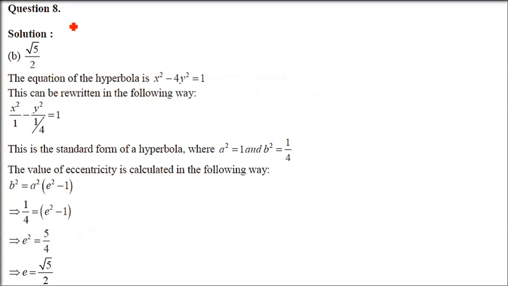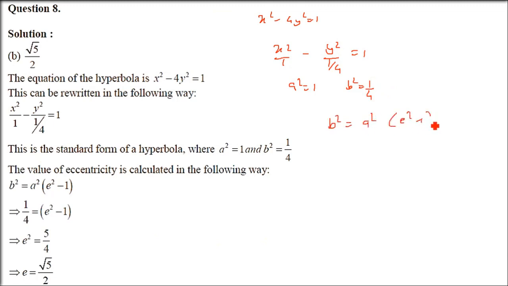This is question number 8. The eccentricity of the hyperbola x square minus 4y square equal to 1. So what you have to do? First of all, you don't need anything in front of x square and y square. So you have to take it in the denominator: x square by 1, and 4y square becomes y square by 1 by 4, as the 4 will go to the denominator. So a square is 1 and b square is 1 by 4.